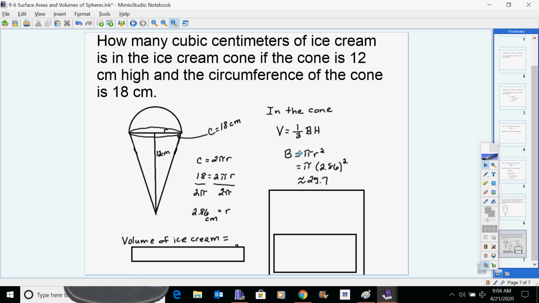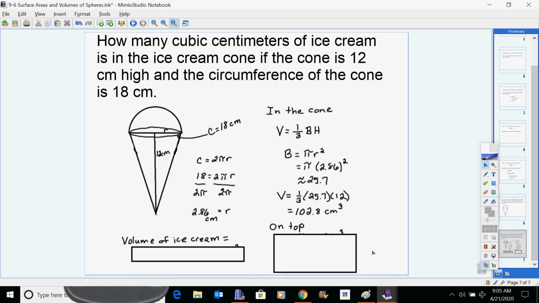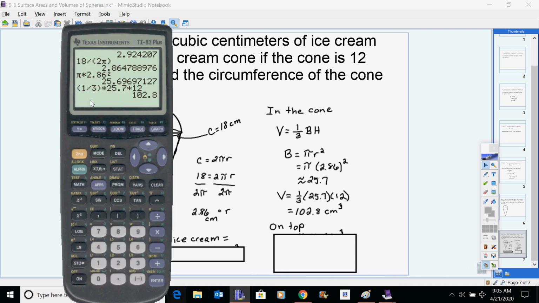We're still trying to calculate the volume of ice cream in the cone, so we need to take this B that we got and put in our formula, 1/3 area of the base times the 12 that's the height. We've got a fraction to put in the calculator, so we'll be careful with it. We want 1/3 times 25.7 times 12. So 102.8 cubic centimeters.